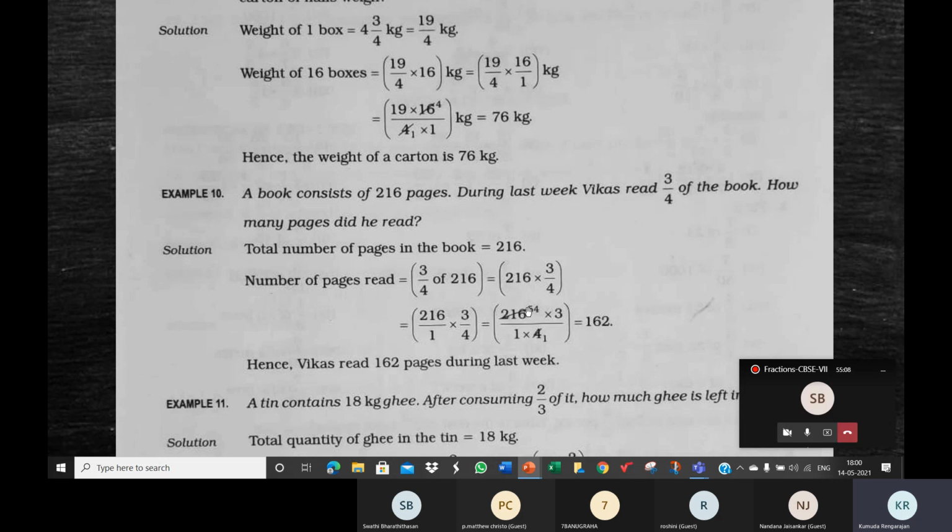If you think the number is big and you do not know the answer, it's okay. You can divide 216 by 4. Do that long division. You will get 54 in the quotient. That's what you should write here, 54. Now multiply 54 into 3, 162. 1 into 1, 1. So 162 by 1 is 162.